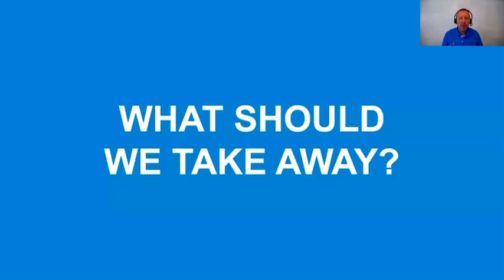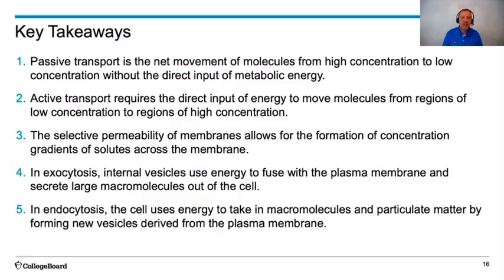So what should you take away from today's lesson? Today's lesson included passive transport, which is the net movement of molecules from high concentration to low concentration without any energy. Active transport requires the direct input of energy to move molecules from regions of low concentration to high concentrations. The membrane allows for the formation of concentration gradients. In exocytosis, the cell removes large molecules through the plasma membrane. And in endocytosis, the cell uses energy to bring in these large macromolecules via the plasma membrane, forming vesicles.